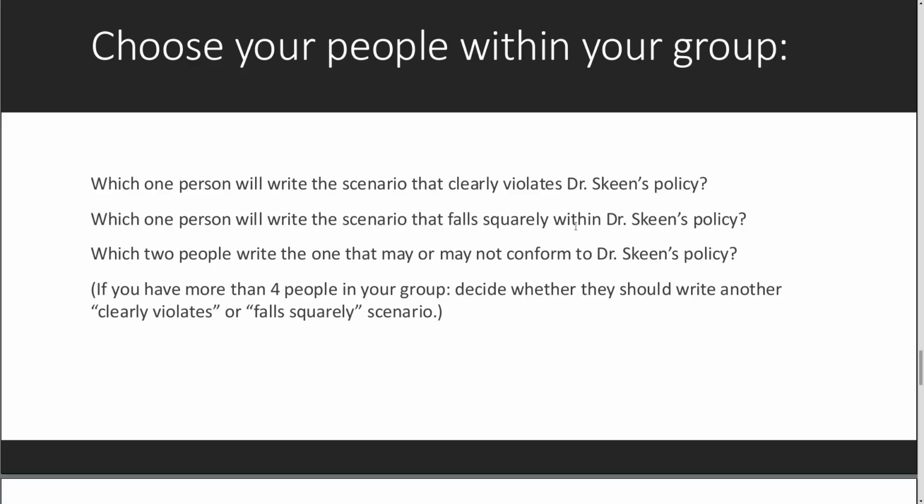If you have more than 4 people in your group, which could happen depending on my classroom, decide whether they should write another clearly violates or falls squarely scenario, so that we get a little bit of other coverage too. But the idea on this slide is just that within their group, they get to choose who does what, so there's no confusion and they can get started.